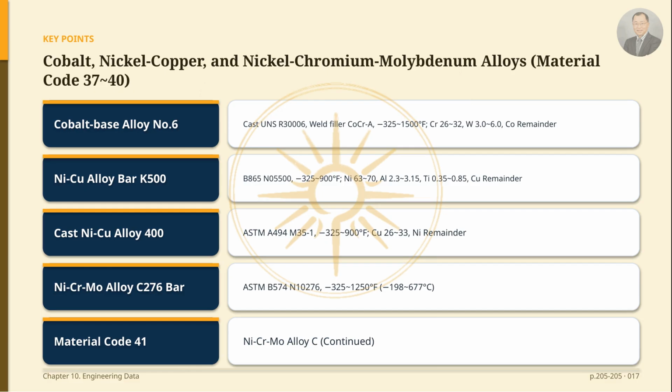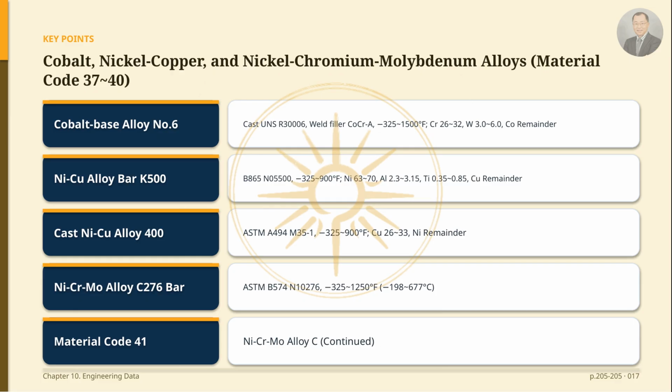Material code 37, cobalt-based alloy 6, is provided as cast UNS R30006 or weld filler co-CRA, with an operating temperature from -325 to 1,500 degrees Fahrenheit, -198 to 816 degrees Celsius. It contains 0.9 to 1.4% carbon, 3.0 to 6.0% tungsten, and 26 to 32% chromium, with the remainder being cobalt. It is a wear-resistant alloy for hard-facing.